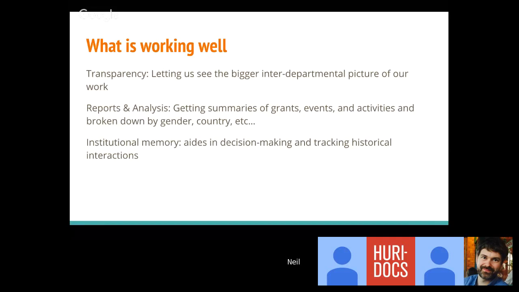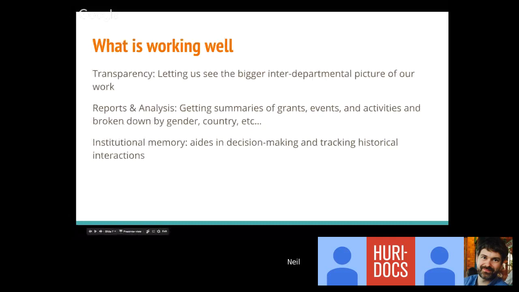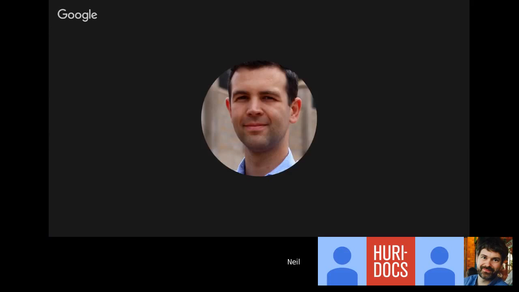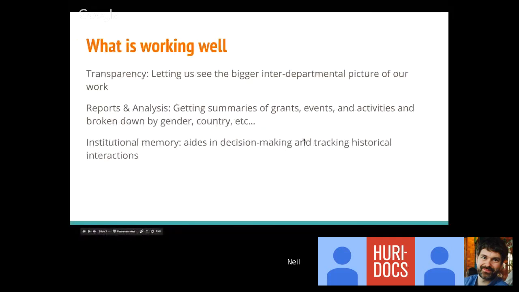And then it also helps us track our historical interactions. This has helped us in a way that sometimes we get people that come back more than once. And with this database, it will tell you in case you already have had interaction with that particular human rights defender. And yeah, so it's really working.